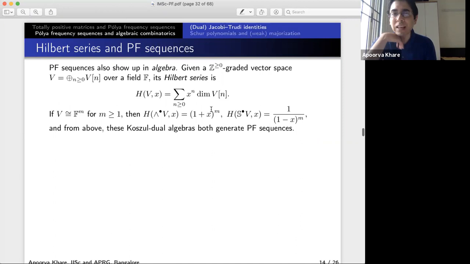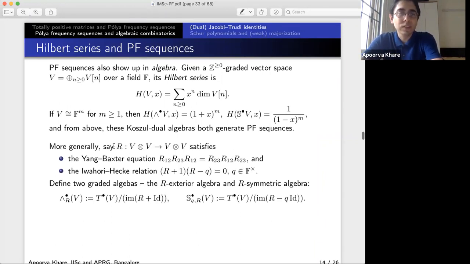We said 1 plus alpha x generates a Polya frequency sequence. 1 over 1 minus beta x generates a Polya frequency sequence. Or 1 over 1 minus alpha x. And the products are exactly, if you put all the alphas to be 1, you get this. If you put all the betas to be 1, you get this. So guess what? These are both Koszul dual algebras, obviously, and they both generate Polya frequency sequences from above.